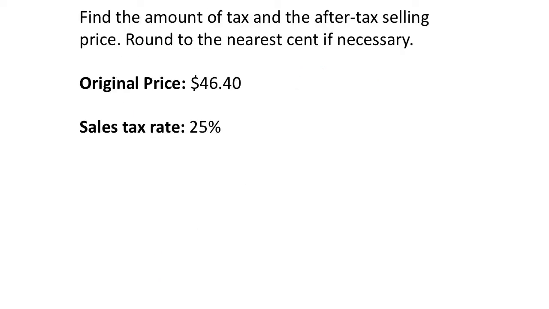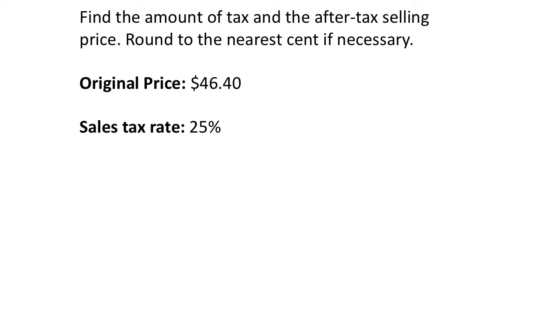Find the amount of tax and the after-tax selling price, round to the nearest cent if necessary. So the second method that we just saw isn't necessarily as applicable in this case, because in this one we need two answers. We need the amount of the tax and then the actual final price with the tax. 25% seems like a lot of tax. Whatever. All right, well, let's do this one then.